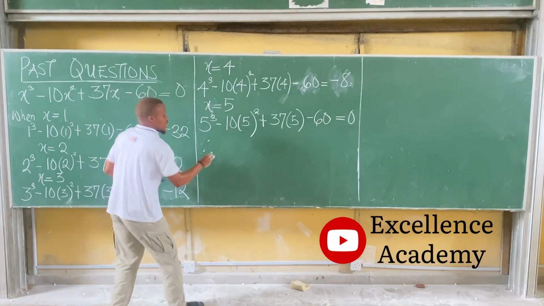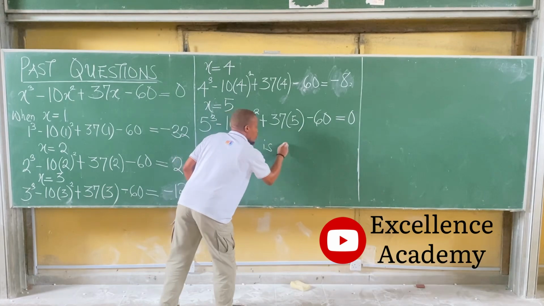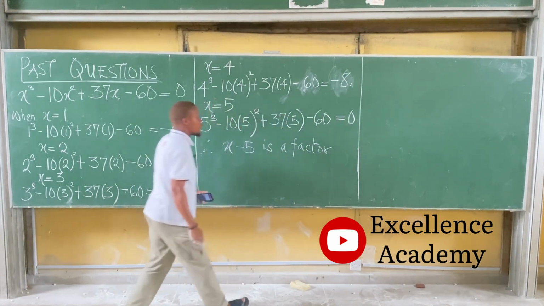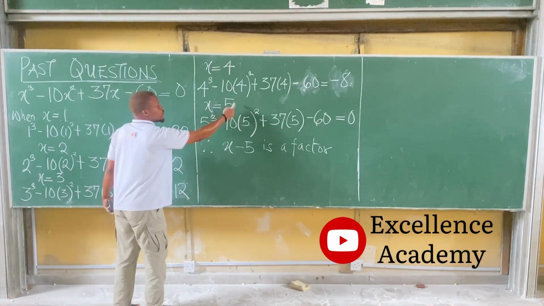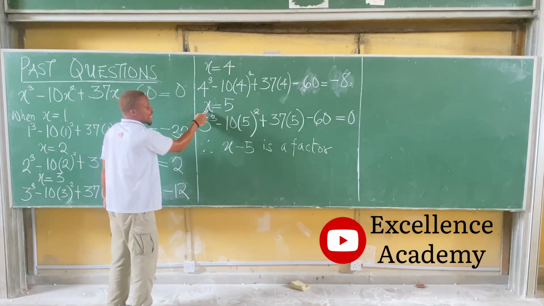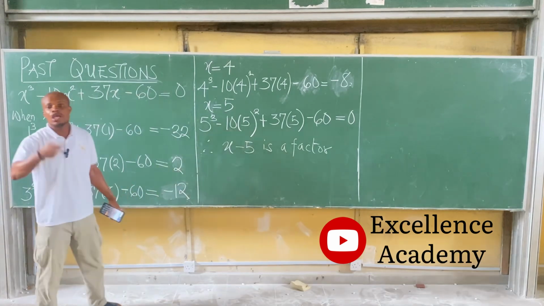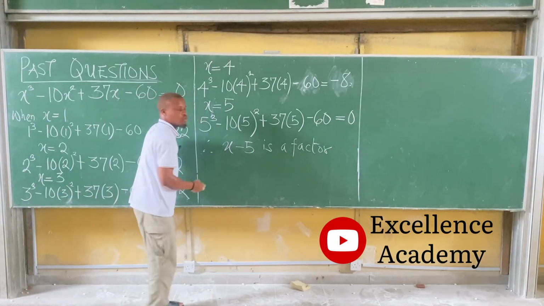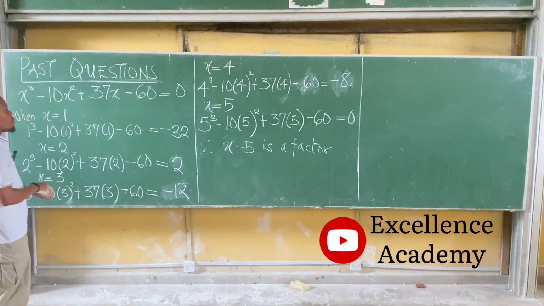Therefore, we say that x minus 5 is a factor. So therefore, we say x minus 5 is a factor. If I input 5 into the function, I get 0. Then it simply means that x minus 5 is a factor of the polynomial. So we've gotten one factor of the polynomial as x minus 5.